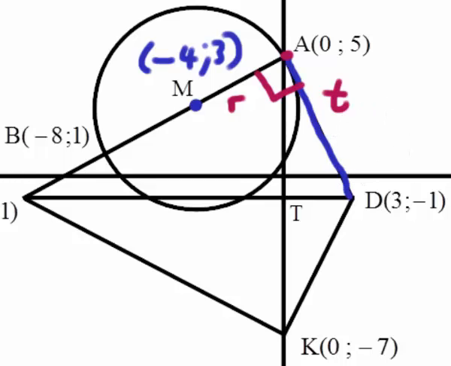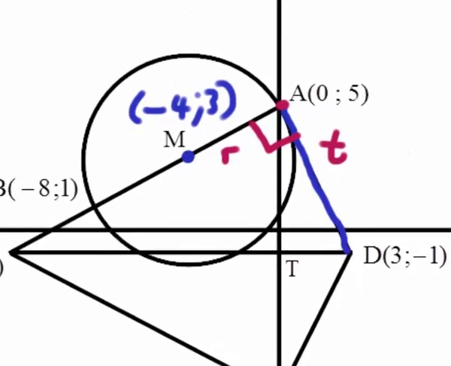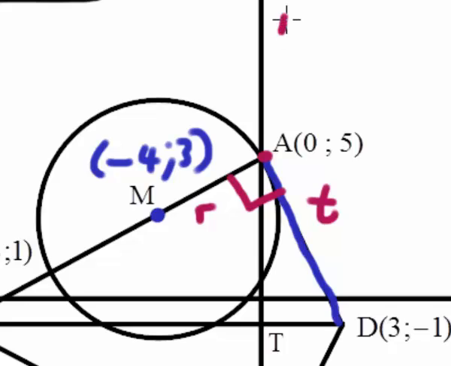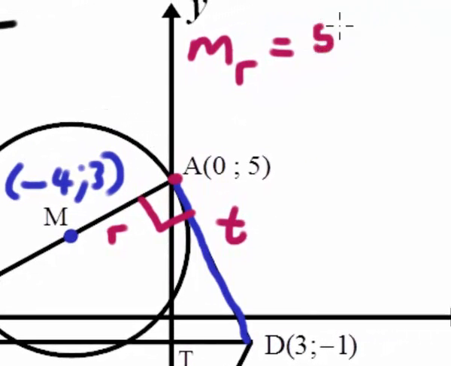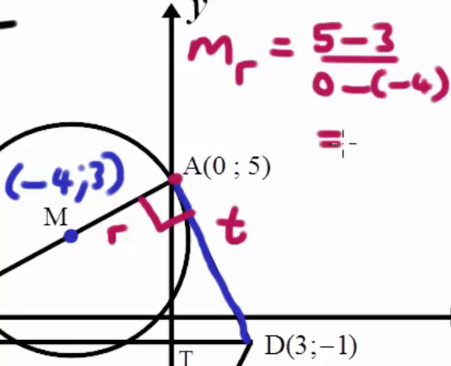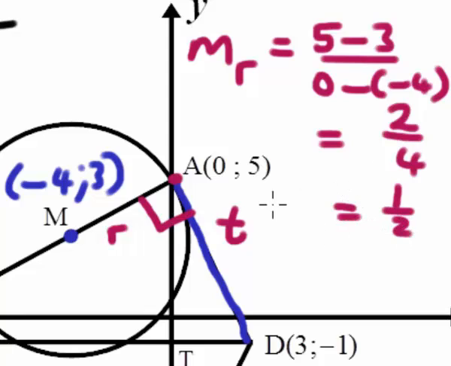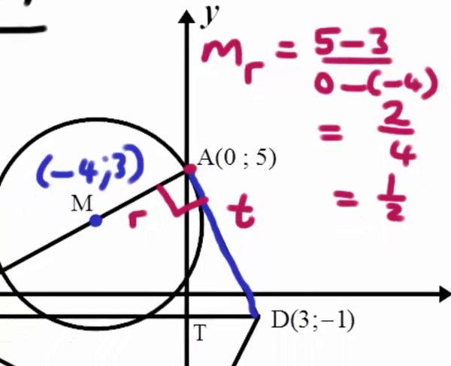Let's do that quickly. What would be the gradient of the radius? If you have a look at these two points, you subtract the y's: 5 minus 3 over 0 minus negative 4. So that comes to 2 over 4, which is a half. That's the gradient of the radius. So we can easily work out the gradient of the tangent.